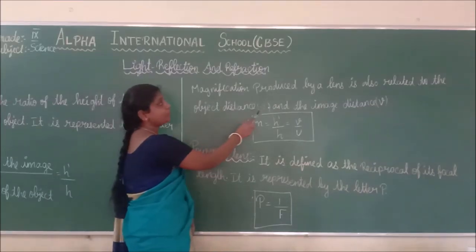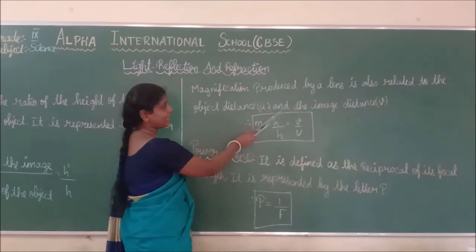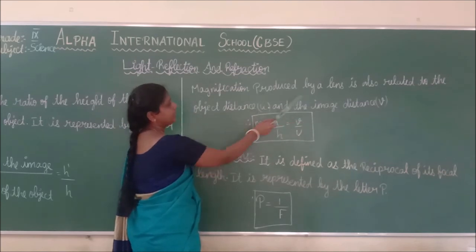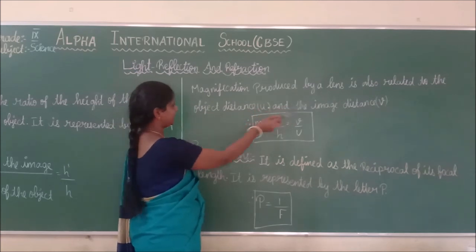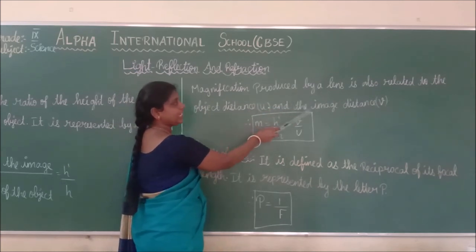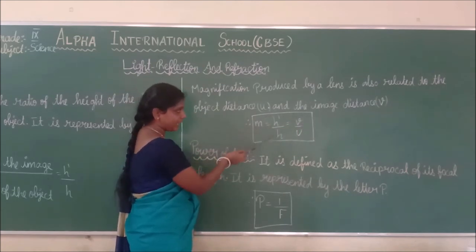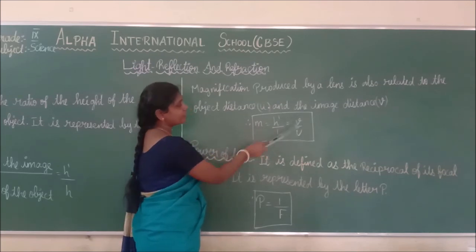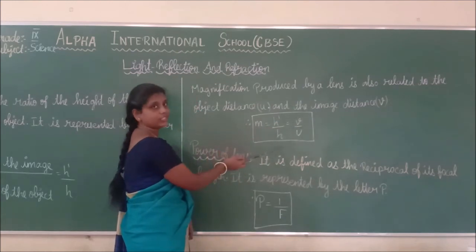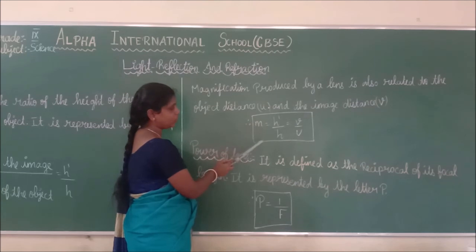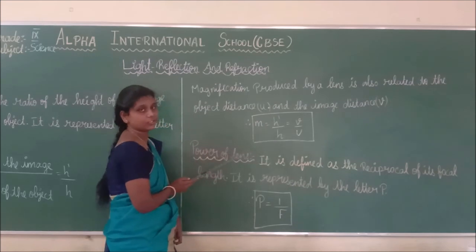Next, magnification produced by a lens is also related to the object distance U and the image distance V. Therefore, magnification is equal to h dash divided by h, that is V divided by U. V is the image distance, whereas U is the object distance. Therefore, M is equal to V divided by U, that is image distance divided by object distance.